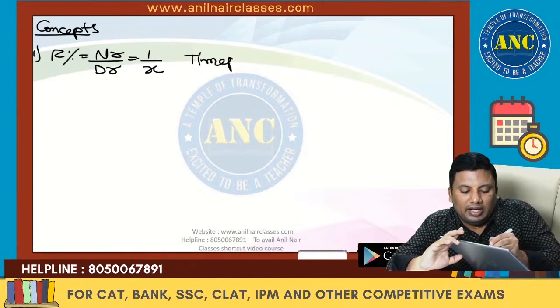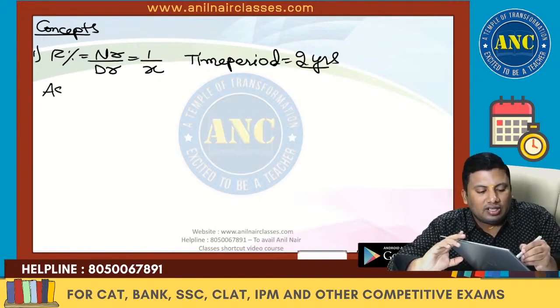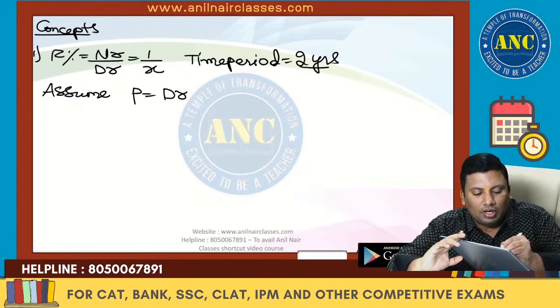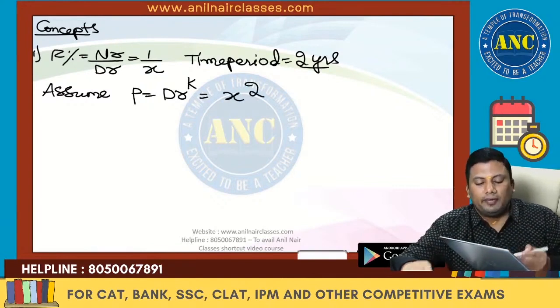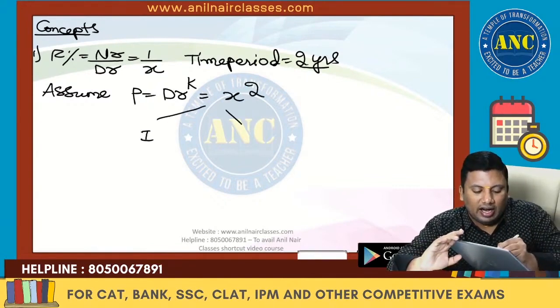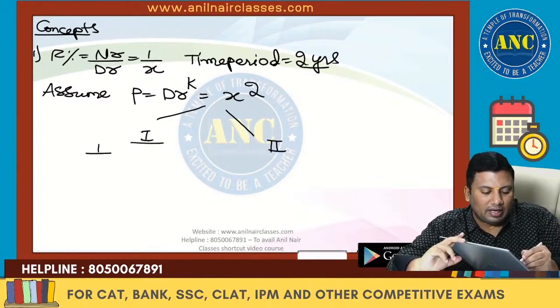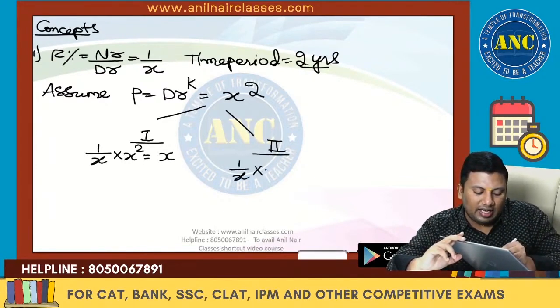if the time period is 2 years, listen carefully, for 3 years I will do it. Assume principal equivalent to denominator power k. So it is nothing but x square. So there is first year and there is second year. First year interest is nothing but 1 by x into x square, which is nothing but x. SI for first year and second year it will be same, which is nothing but x.